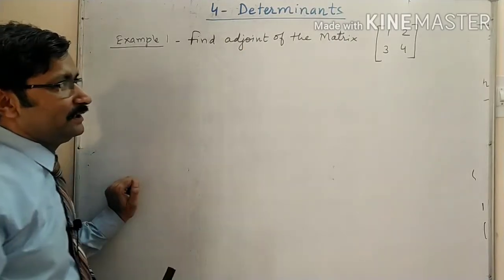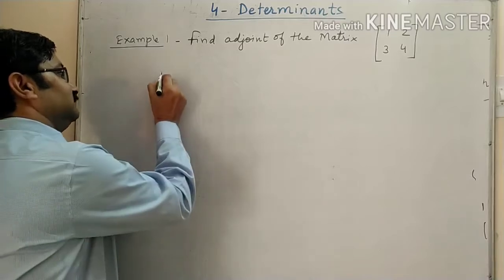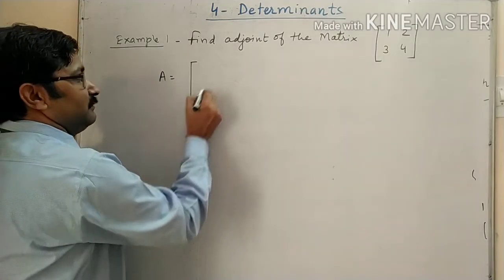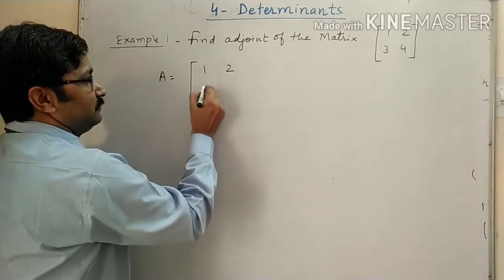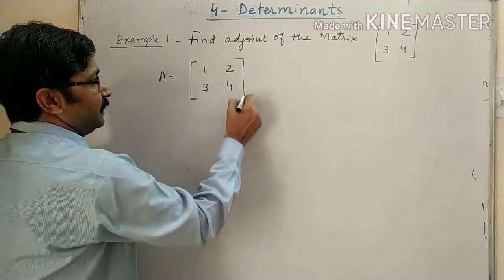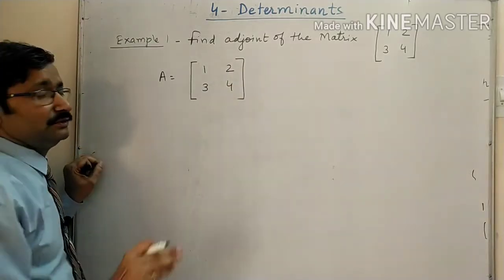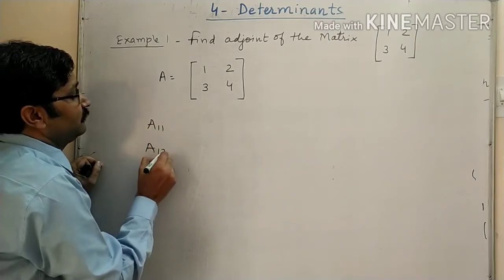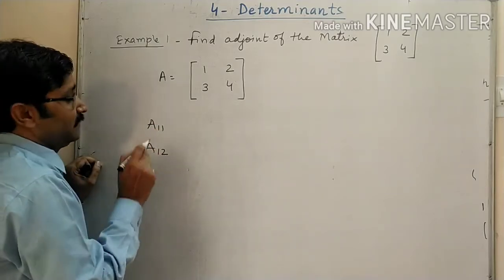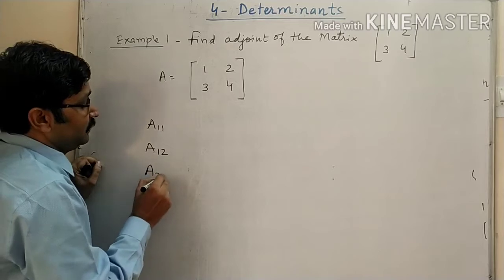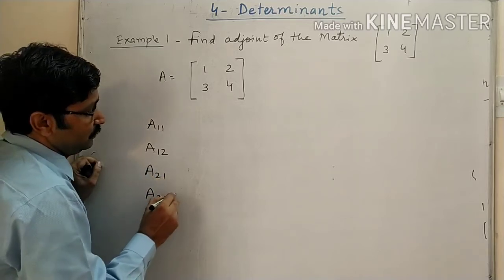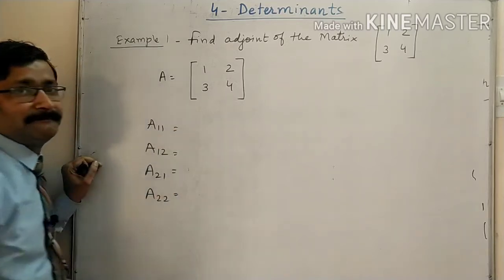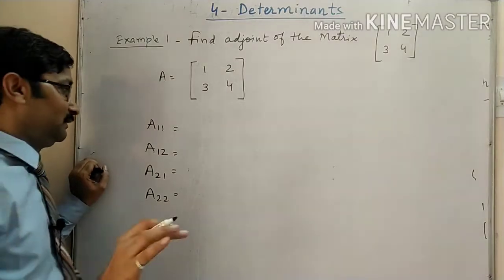Look here, for this matrix we can write A. A is the matrix with first row 1 2, second row 3 4. Now this is 2 into 2, so what do we have to find here? Capital A11, capital A12, this is for the first row. The second row will be capital A21, capital A22. 4 cofactors we have to find.